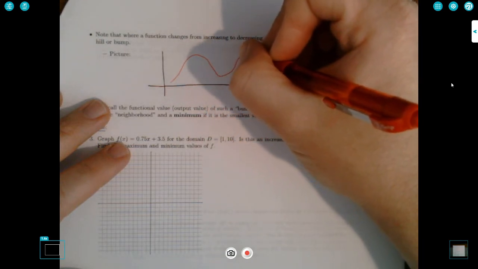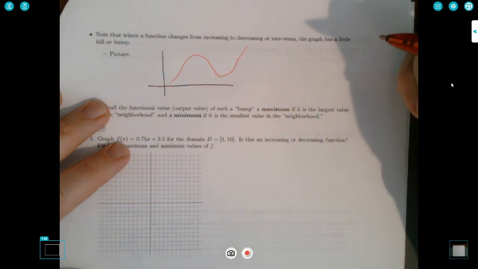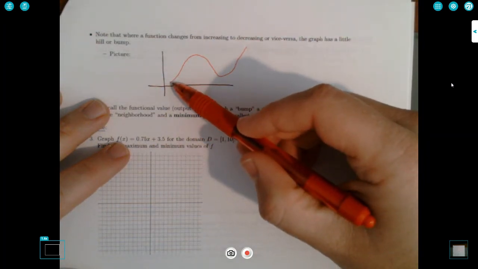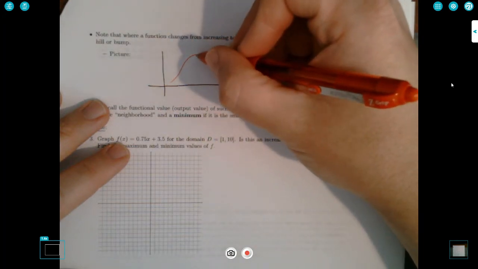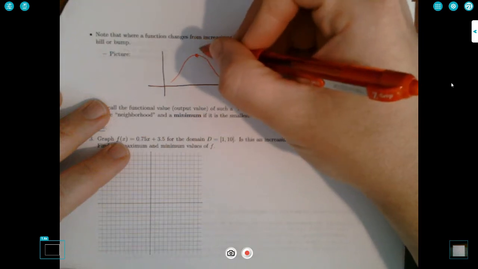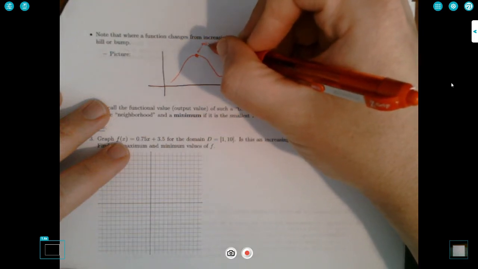Let's say that you have some function, right? And it increases for a while, and then it starts to decrease, right? And it maybe decreases for a while before it starts to increase again, right? So notice that where it changes from increasing to decreasing, you get this little hill, this crest, and we call that the maximum value, right? Actually, to be more specific, the y-coordinate of that point is the maximum, okay?